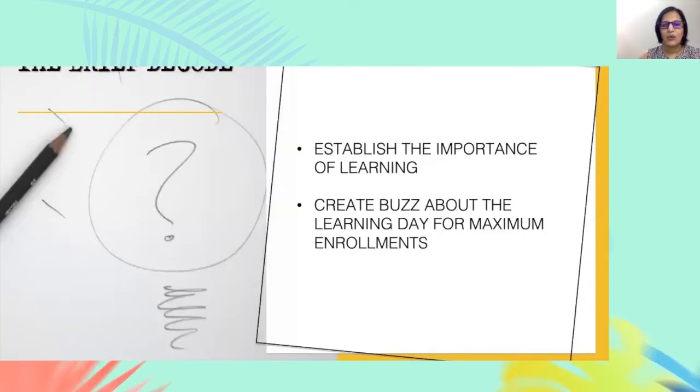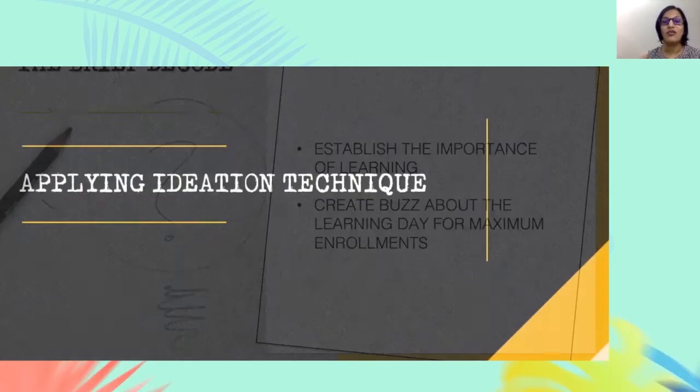Okay. Now, the two things that we decoded were: establish the importance of learning. Learning was a key word over here. And secondly, create excitement and buzz about the learning day. So this was the crux. This was the most important part of the brief. The rest of it would follow. The budgets would follow. Who's the TG? It would follow. All of that is separate. But what was important is how we are going to establish these two things. And this was the most challenging of all.